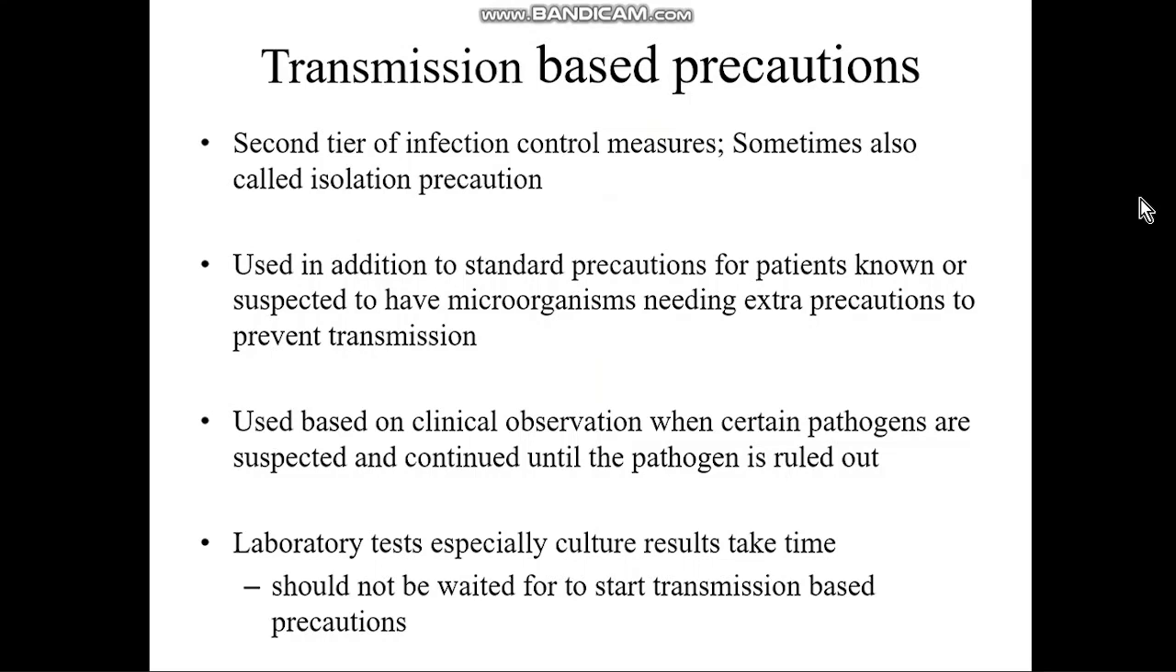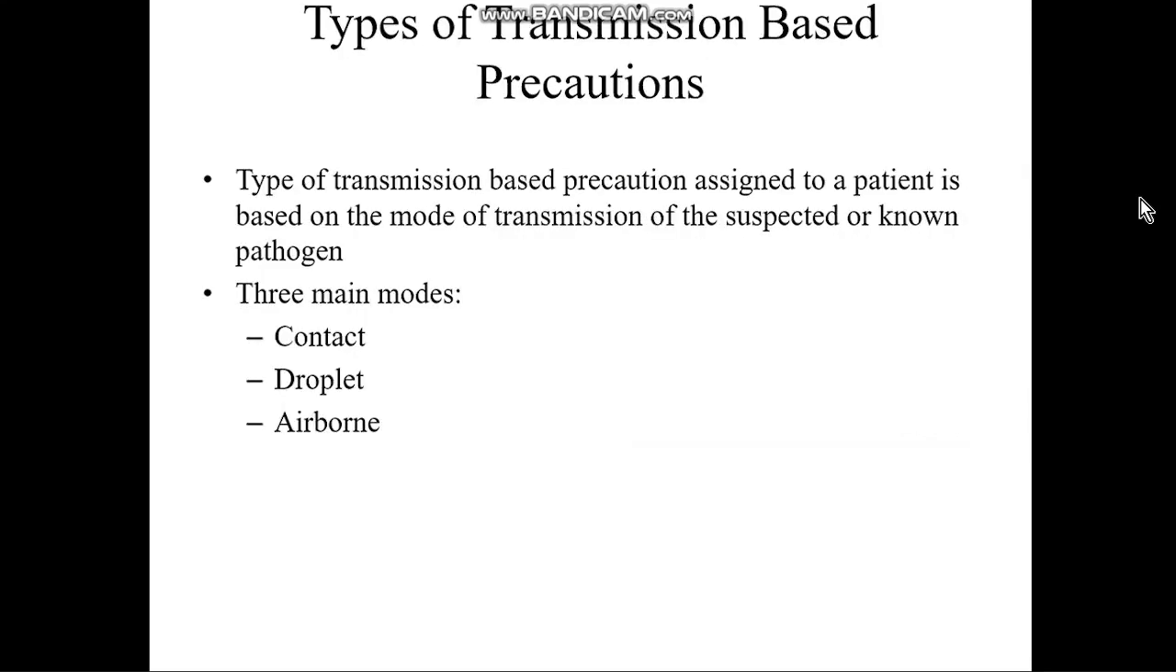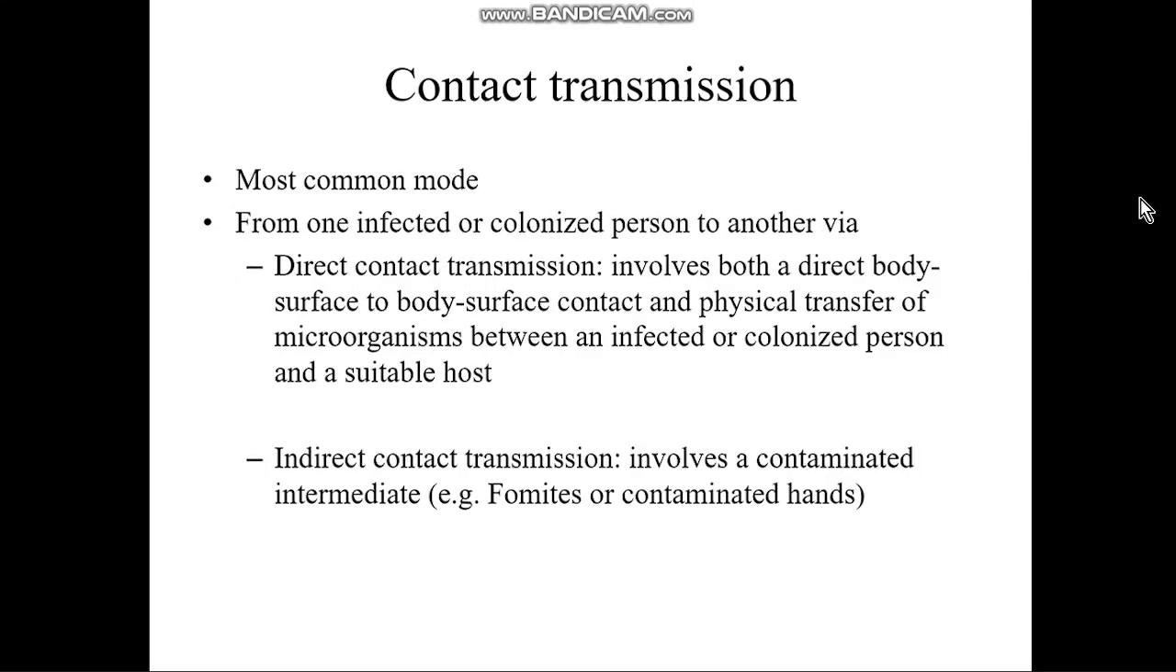ruled out. The laboratory tests, especially culture results, take time. So, healthcare workers should not wait for the laboratory results to start transmission-based precautions. So, what are the types of transmission-based precautions? The types of transmission-based precautions are based on the mode of transmission of the suspected or known pathogen. And the 3 main modes are contact, droplet, and airborne.